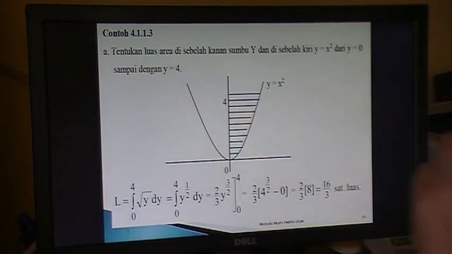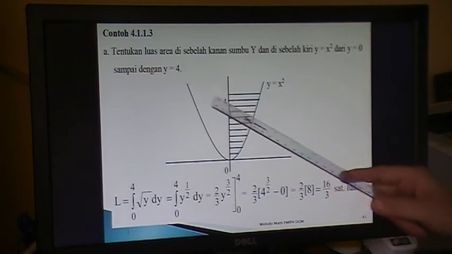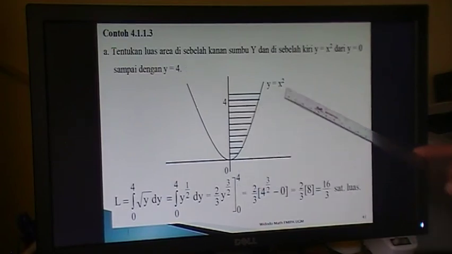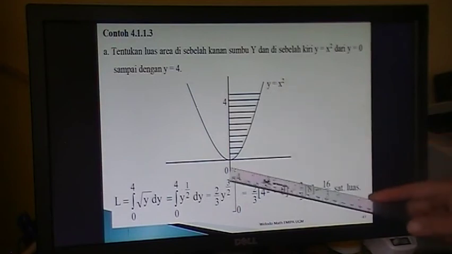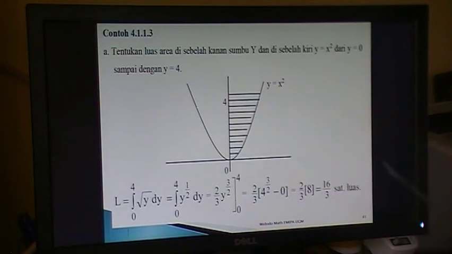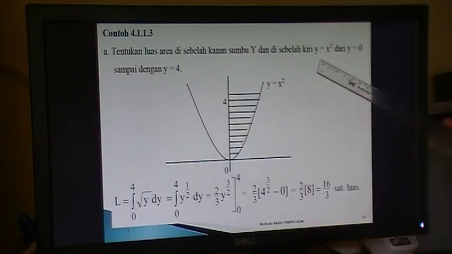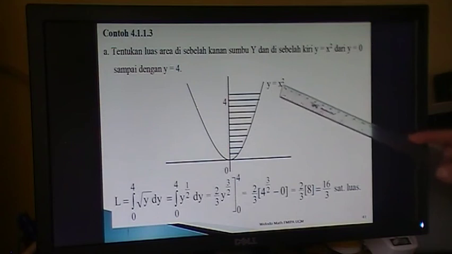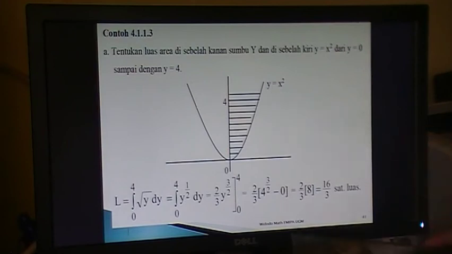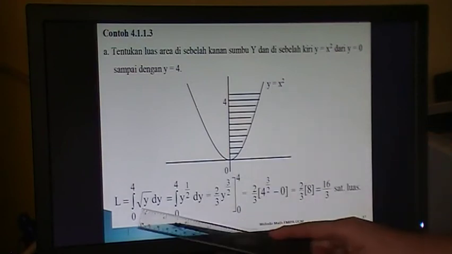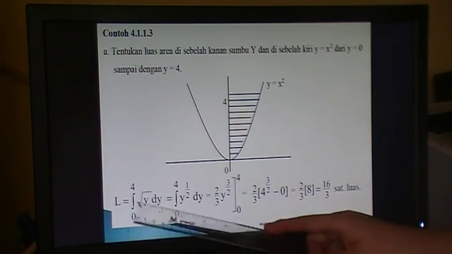For example, if we want to count or find the area between y is equal to x squared and the y-axis, how can we do that? Because we want to make the integrand in the variable y, we have to express y is equal to x squared become x is equal to the root of y. So the function is the square root of y.